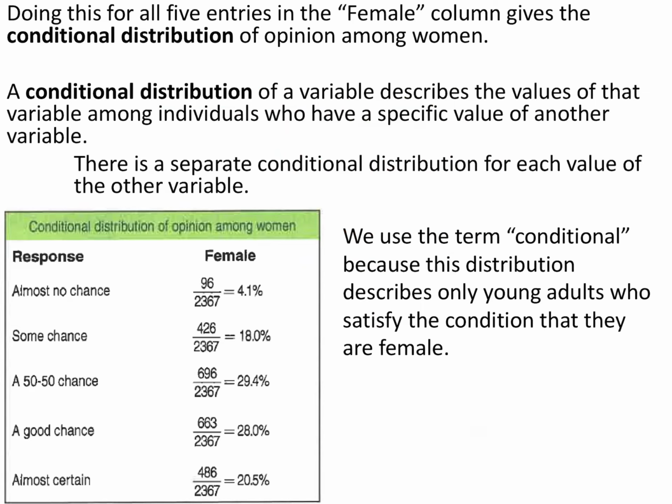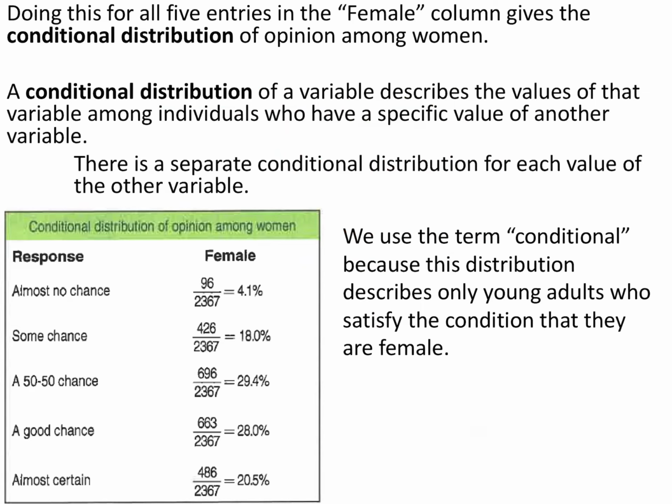Doing this for all 5 entries in the female column gives us a conditional distribution. It's based on a certain condition. So we're looking at the condition of them being female, the opinions among just the females. A conditional distribution of a variable describes the values of that variable among individuals who have a specific value of another variable, in this case, that they are female. There is a separate conditional distribution for each value of the other variable.